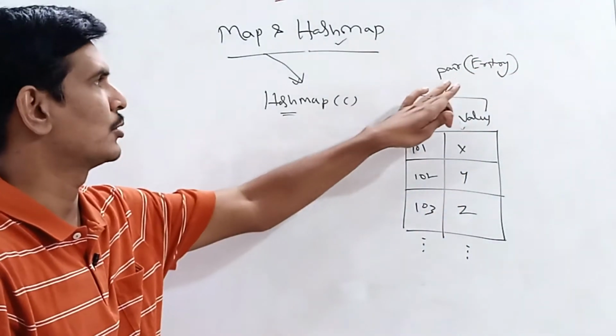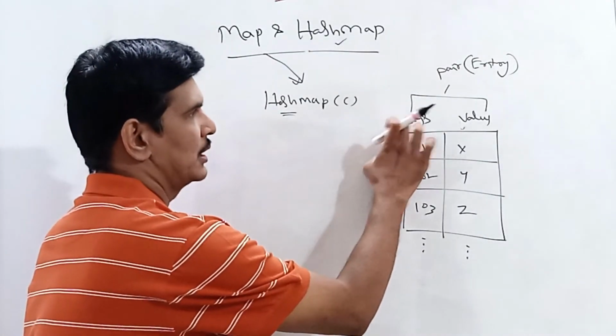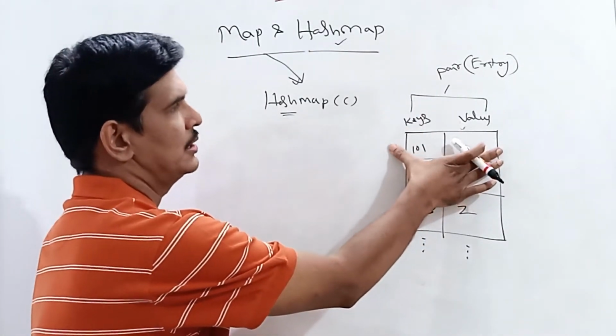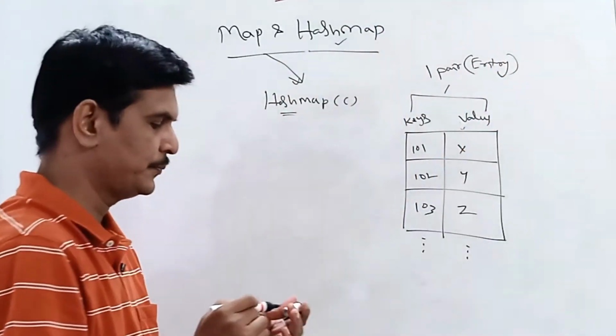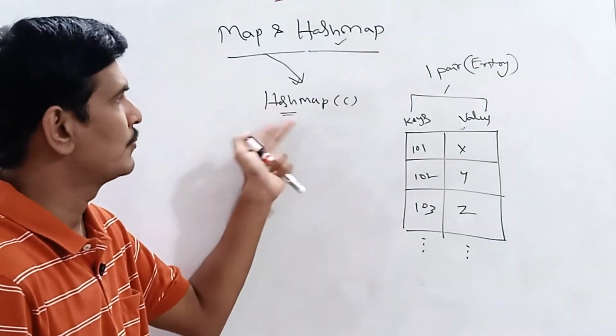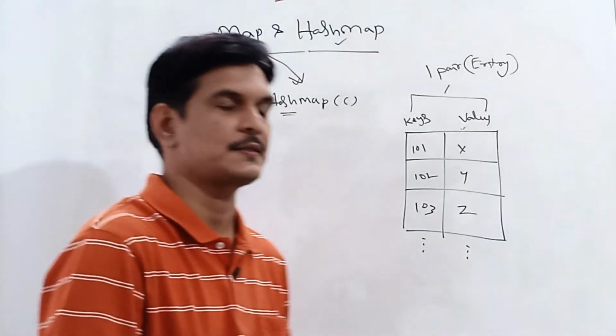Okay, so this is the terminology we can use. The combination of key and value is called one pair, or we can say one entry. Now let us see what methods are available in the HashMap class.